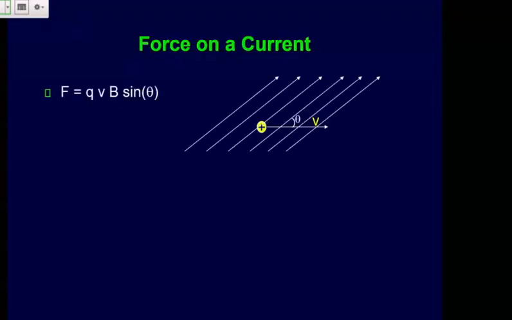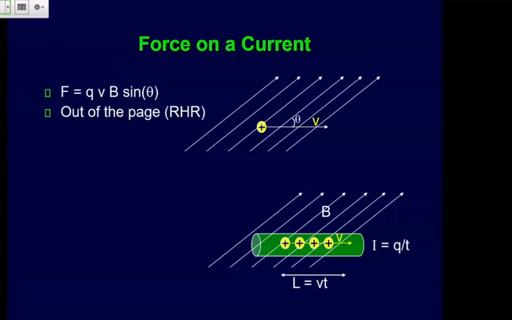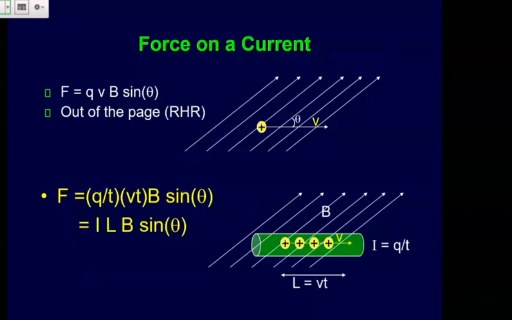Sine theta, the force on one charge. Well, if we have a whole current doing this, right? So we have a current-carrying wire, that's nothing but a bunch of charges moving with some velocity. So we can have a very similar equation telling us about the force on a current-carrying wire.